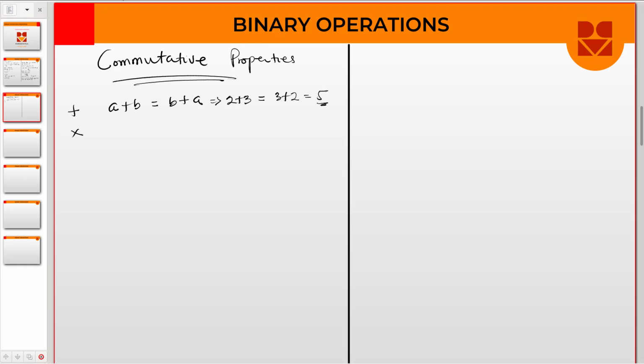And then let's look at a times b. We say that a times b is also the same as b times a, which is also equal to, let's say, 2 times 3, which is the same as 3 times 2. And obviously that will give us 6. Now, this property of addition and multiplication is called the commutative property.